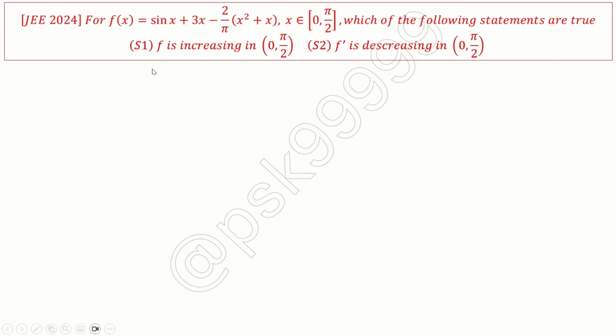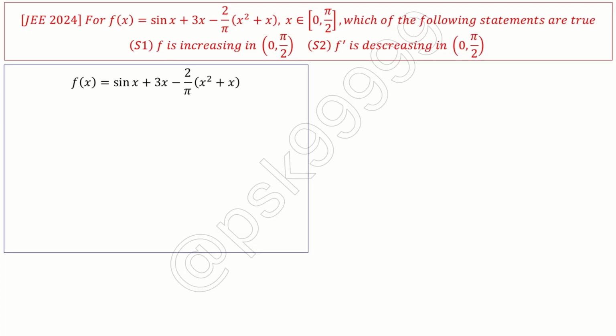We know how to find out if a function is increasing or decreasing. You just take the derivative of that function and check if it is positive or negative. Based on that you can tell. So this is my f of x, and this is my f dash x. Sin x differentiation is cos x. 3x is 3, minus 2 by pi x square plus x differentiation is 2x plus 1, which, if I simplify, is what we see here.